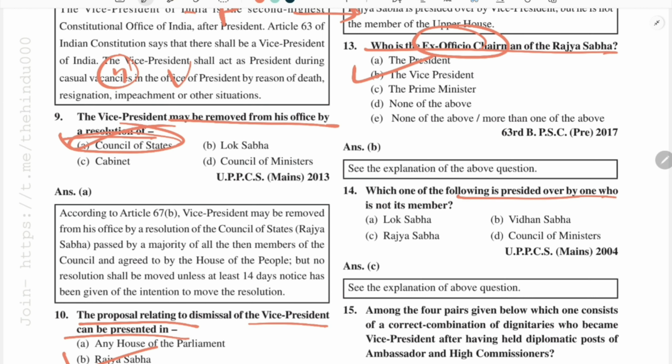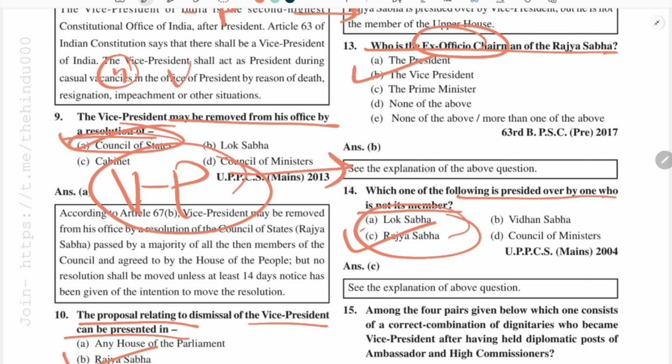Which one of the following is presided over by one who is not a member? So the question is, which of the following bodies is presided over by a person who is not a member of that body? So that is Rajya Sabha. As I already told you, the vice president is neither a member of Lok Sabha or Rajya Sabha or any state legislature. He is vice president, that itself is a constitutional post, and by virtue of being vice president, he is the chairperson of Rajya Sabha.